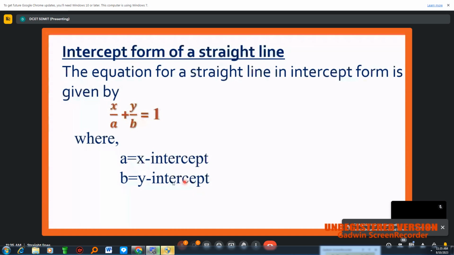The y-intercept is the point where the line meets the y-axis. So it is clear till here.